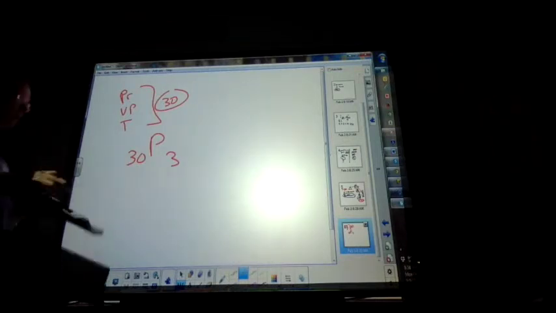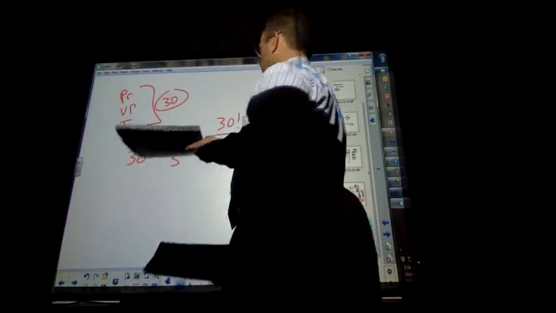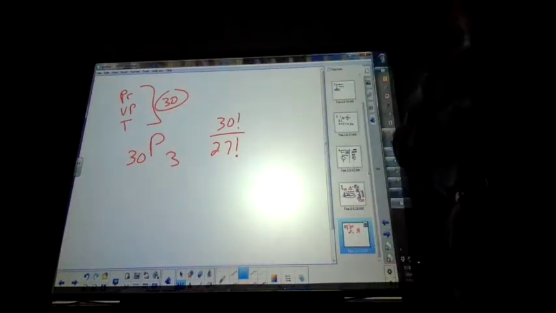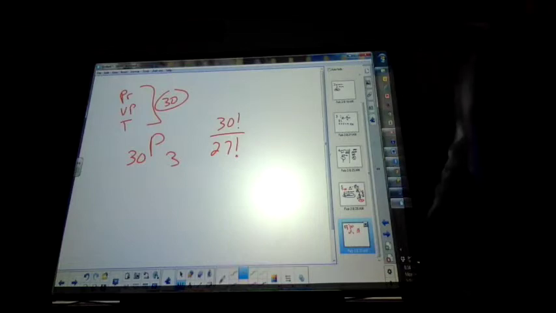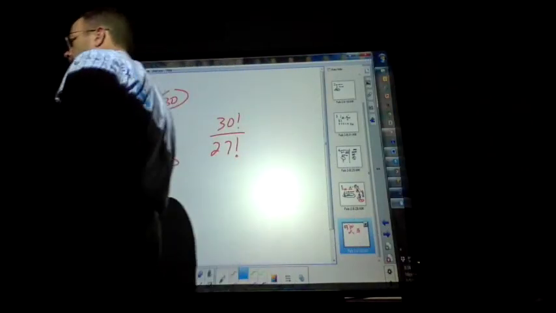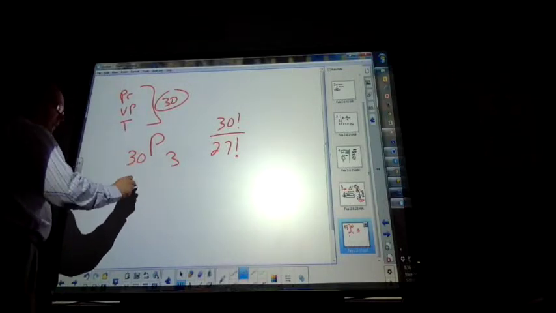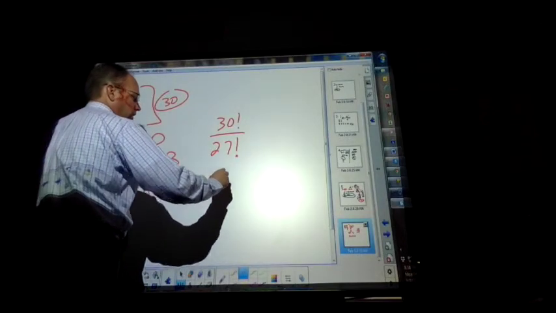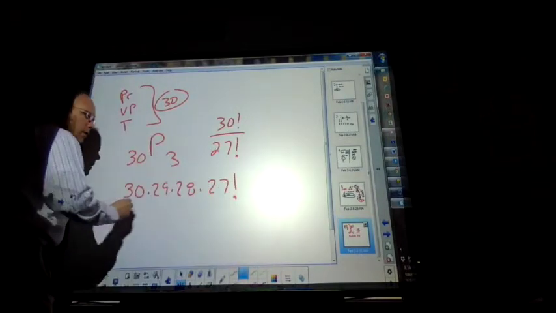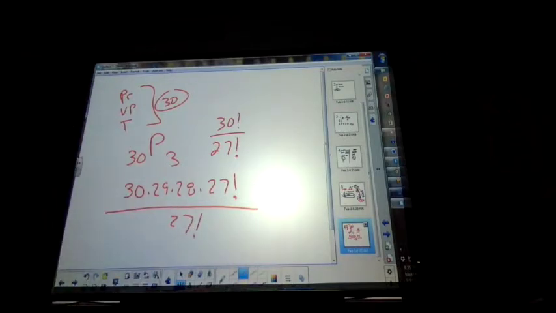Okay, which is then going to be 30 factorial over 27 factorial. A lot of times when you plug that into your calculator, it might get an overload because it's too large of a number. How some books have gotten away with it is, you know that 30 factorial is 30 times 29 times 28 times 27 factorial, all over 27 factorial. If I did it that way, what 3 numbers am I having to multiply together to get the answer?